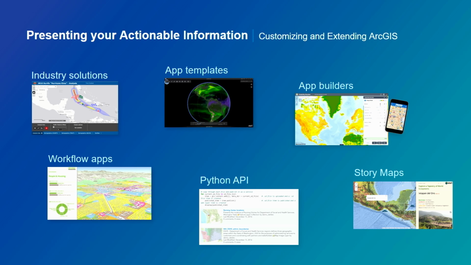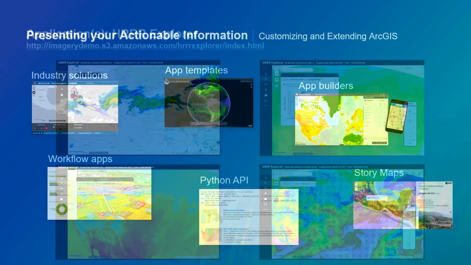See, here are all these industry solutions. We have app templates that you can use. You can go to AppBuilder and build your own app. You can use workflow apps, Python API, story maps. There are so many ways to go about it, right? The possibilities are actually endless, right?